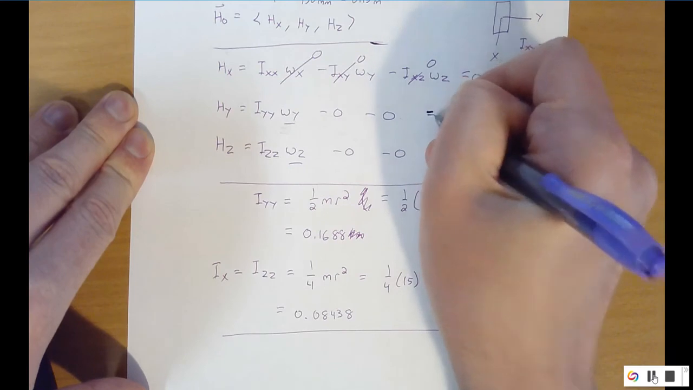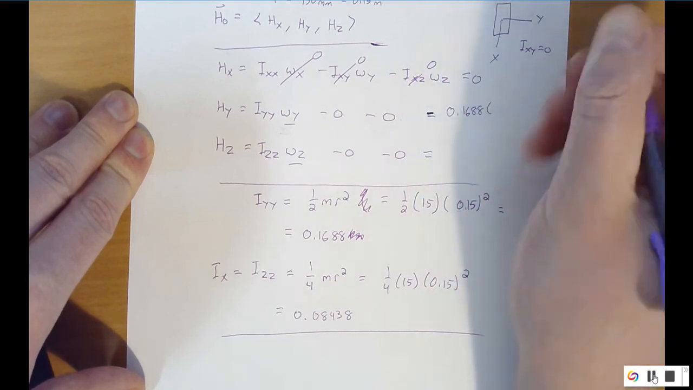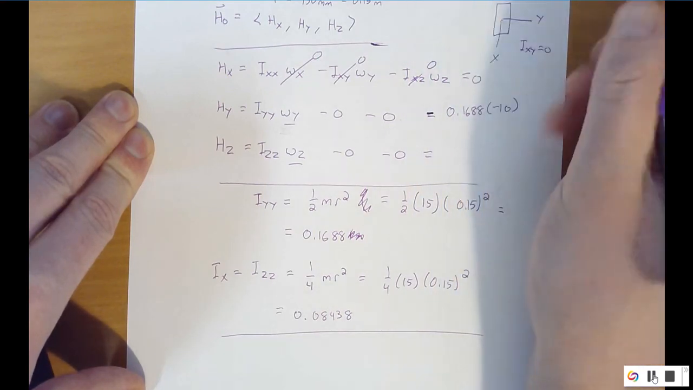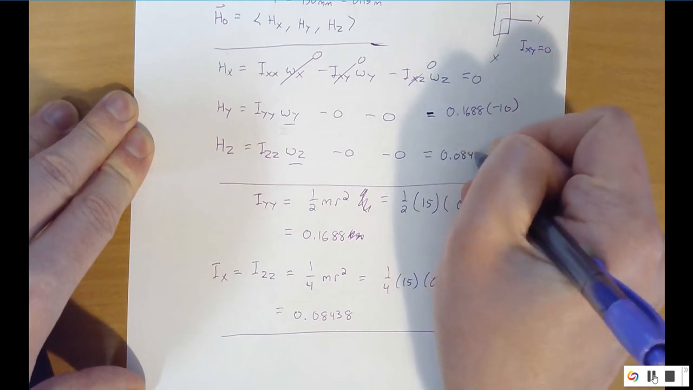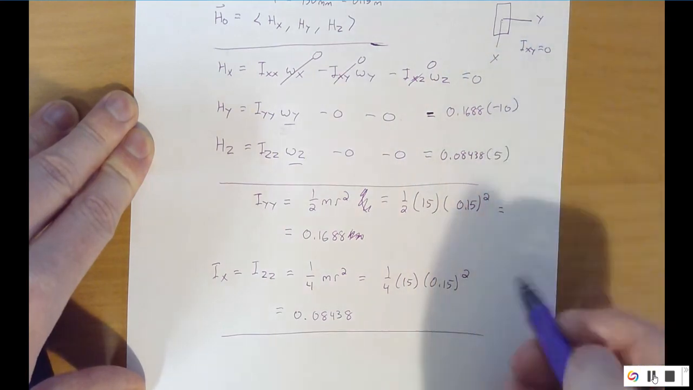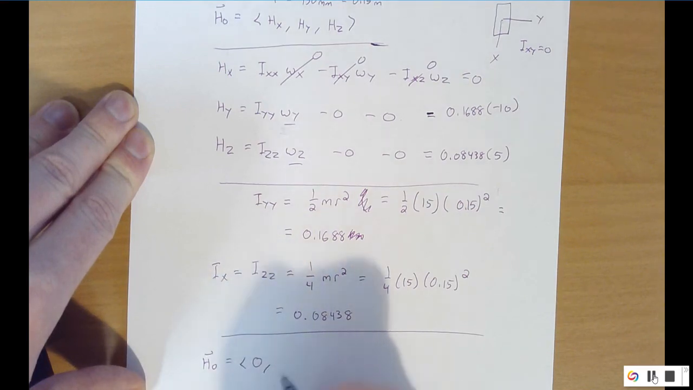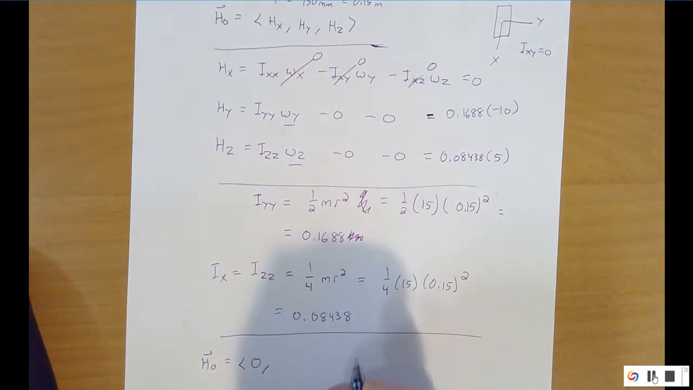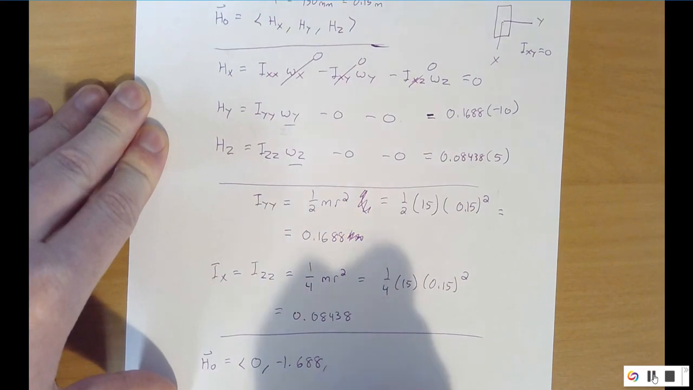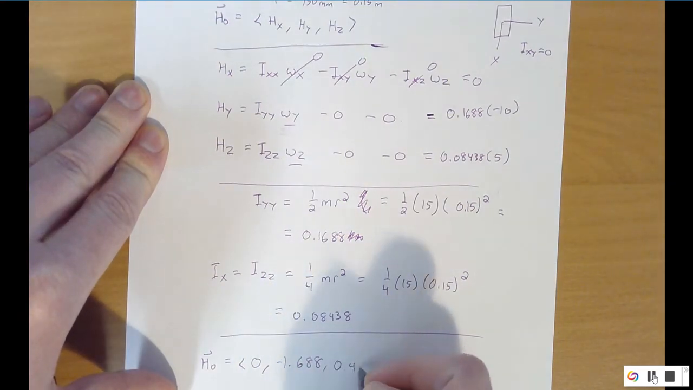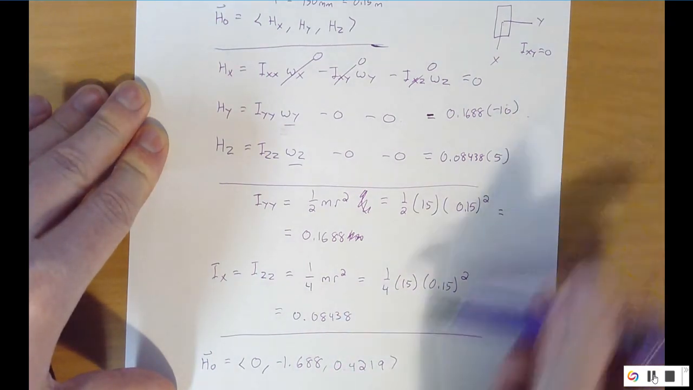So we need to just plug in 0.1688. Omega y is a negative 10. And HZ is 0.08438. We're going to plug in a positive 5. We'll do all that calculation. We'll find out that h naught is a 0, a negative 1.688, and a 0.4219 after you calculate these numbers. So this will be for the y, this will be for the z.